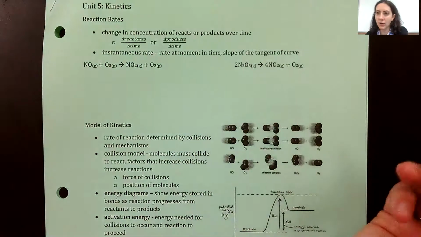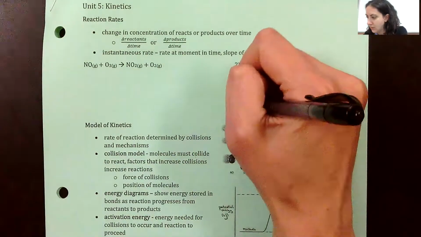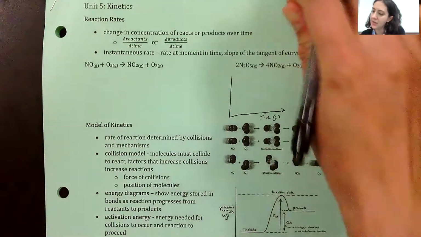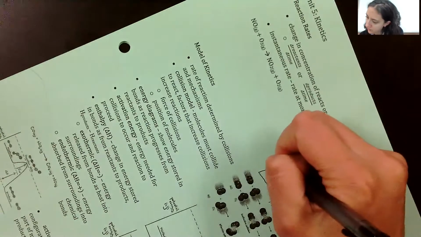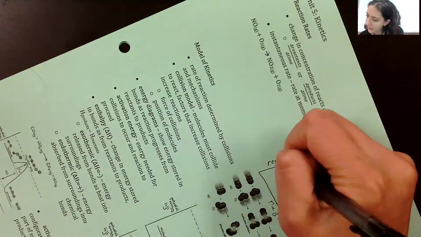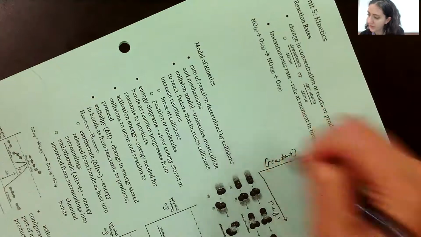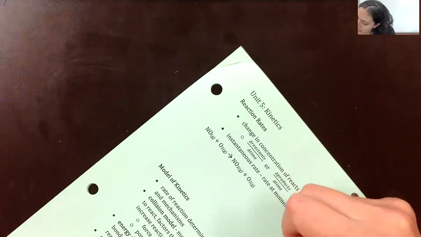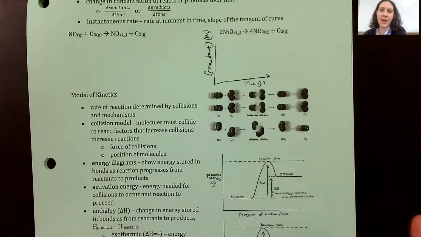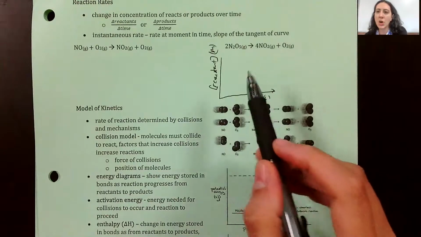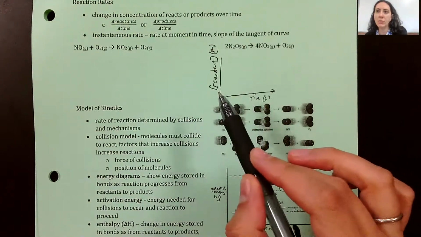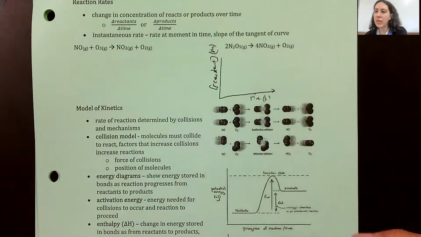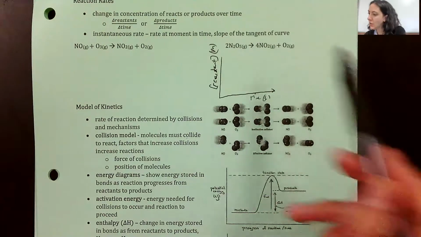So if we wanted to draw a graph, we've got time on the bottom, probably in seconds, and let's do reactant concentration. Okay. So remember the square brackets mean molarity. So I'll write that in here, big M in parentheses. That's the units. So if we want to show what happens over time to this reaction, we can do that.